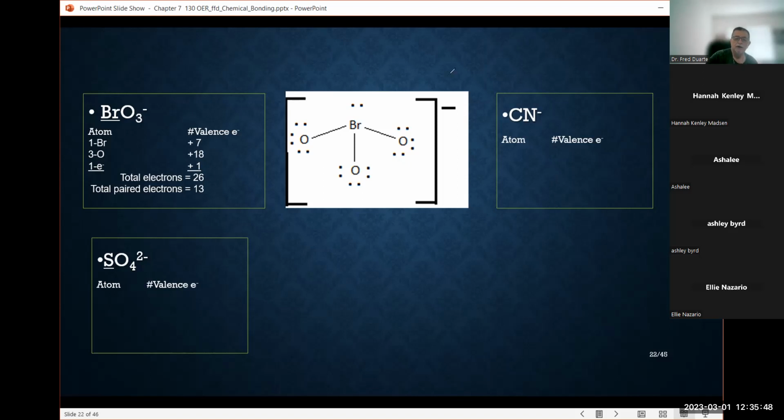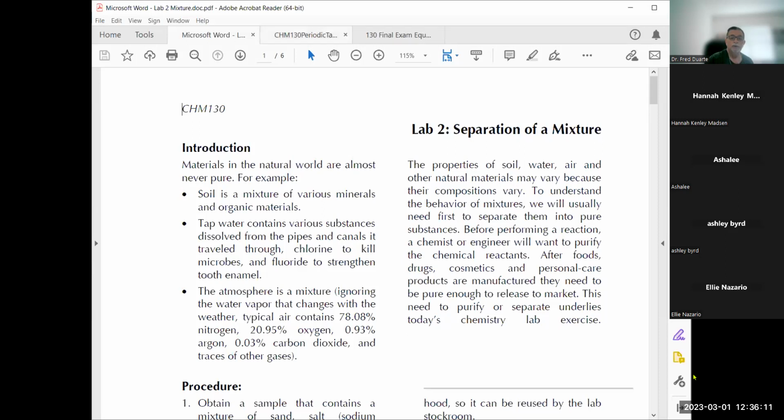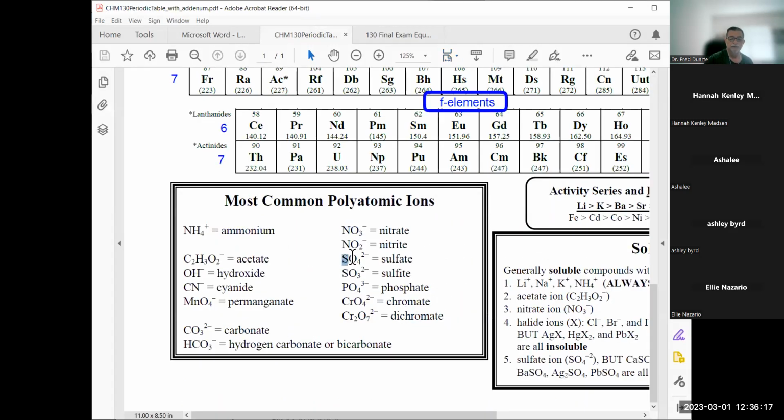All right. Let's try another one. This is called the sulfate, the SO4 -2. If you look at the polyatomic ion table, right here, the SO4 is right there. Sulfate has its own particular name, and has a -2 charge. So remember, it has a -2 charge.